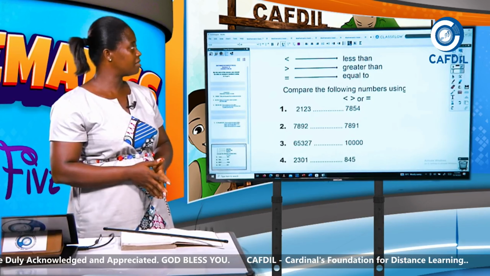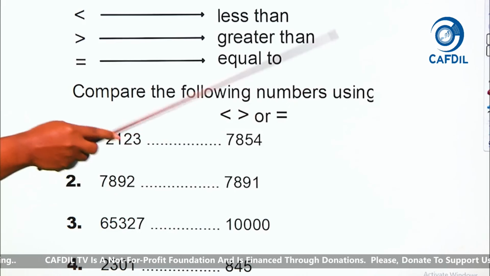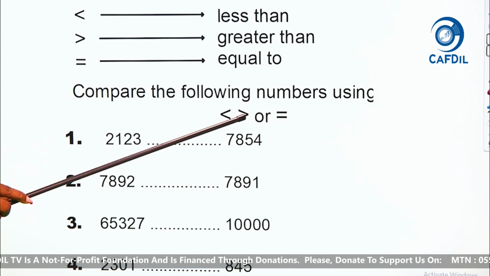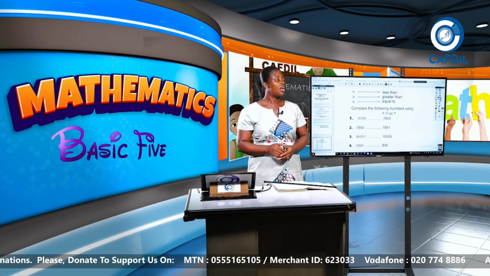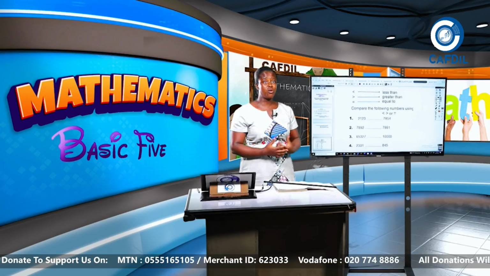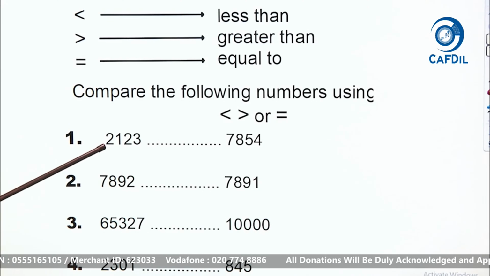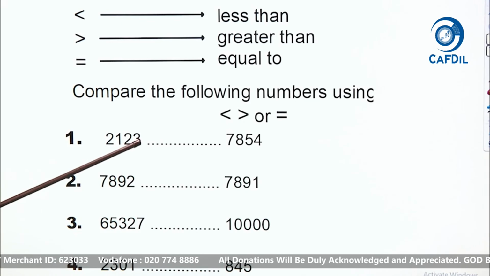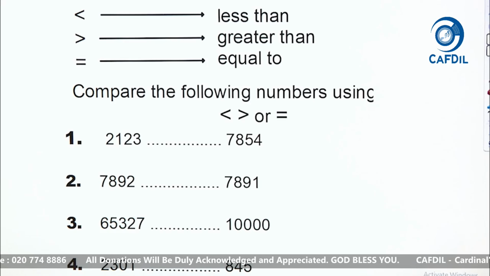Okay, so let's try these questions. Compare the following numbers using less than, greater than, or the equal to signs. Learners, if you want to compare numbers, first of all, I want you to count the digits that you are working with. So the first example, we have 2,123 and then 7,854. We are comparing these two numbers.